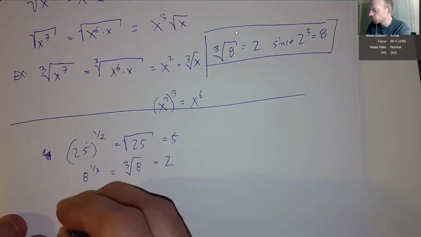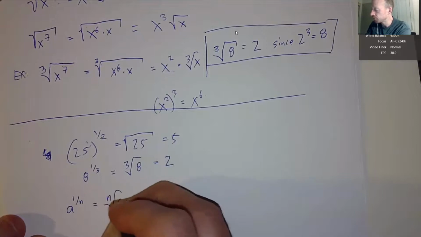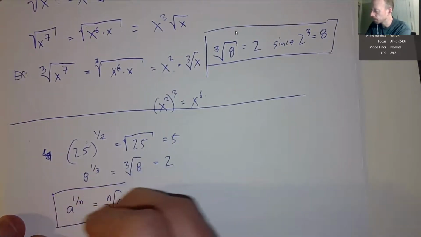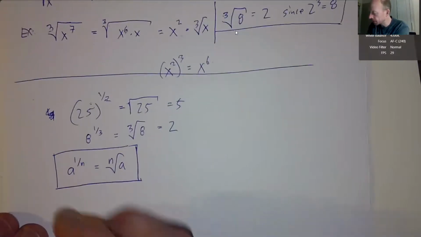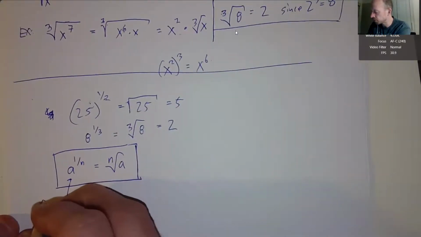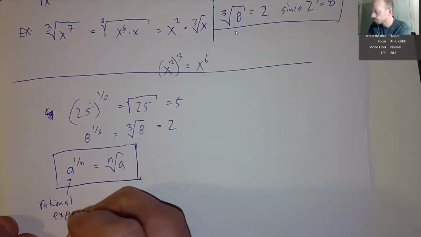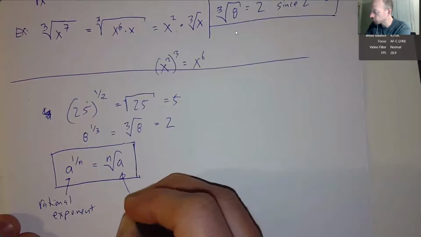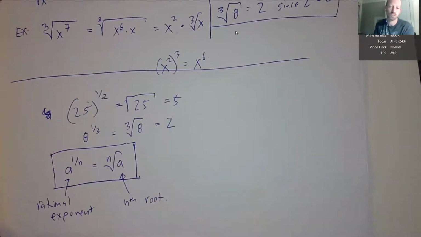And in general, anything to the 1/n is equal to the nth root of a. This side here is called a rational exponent. And this side over here is called an nth root, like a cube root or a square root or fifth root or whatever root you end up with.